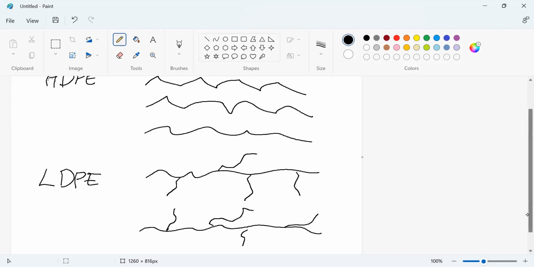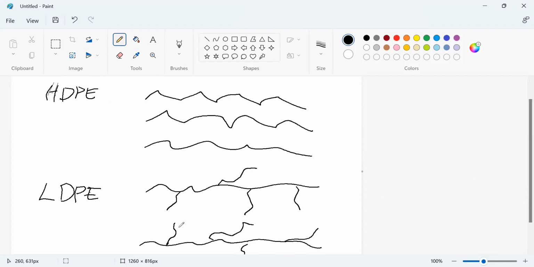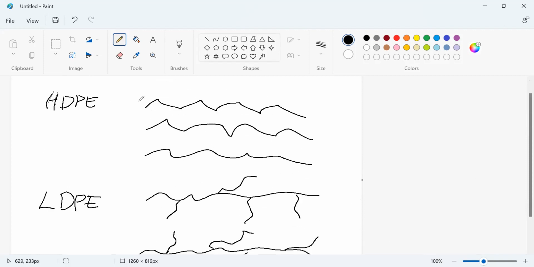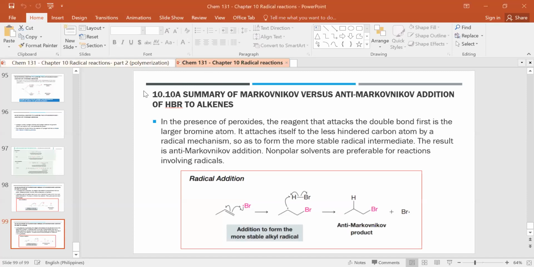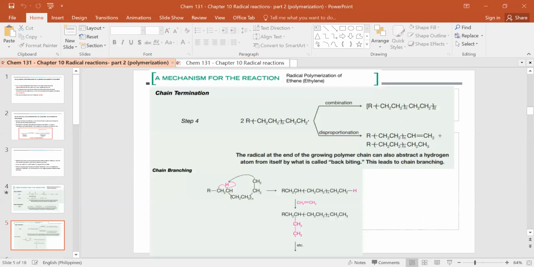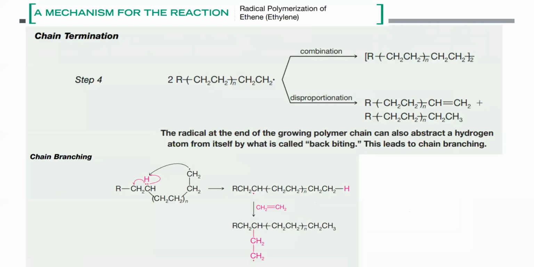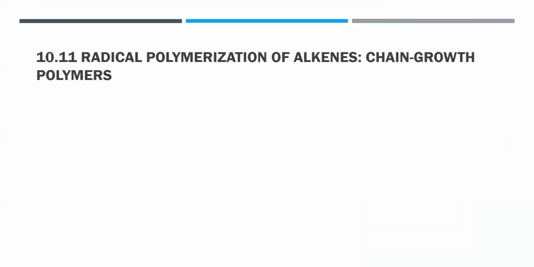And of course, the conditions for which we prepare those two kinds of polyethylenes are different, and we have already mentioned that in the video. So now let's proceed with another kind of polymer. Before we end today, we have to finish polymers so we can start chapter 11 next meeting.